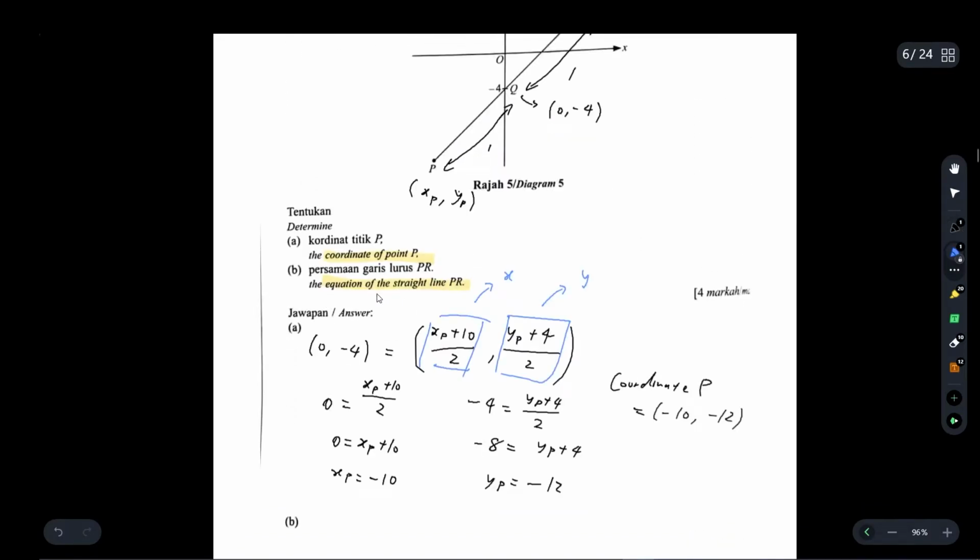Right now we're gonna find the equation of the straight line PR, so we need to find the linear equation. The general equation is y equals mx plus c. y and x are variables, and the m stands for the gradient, and the c is the y-intercept. Okay, got it?